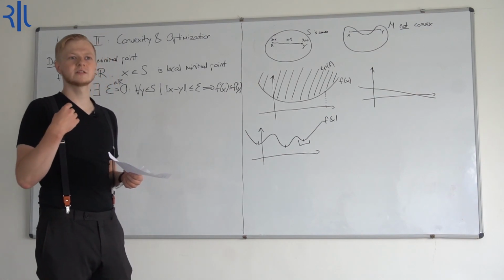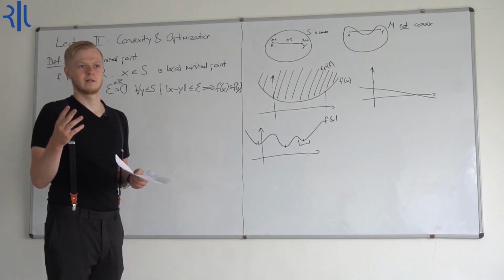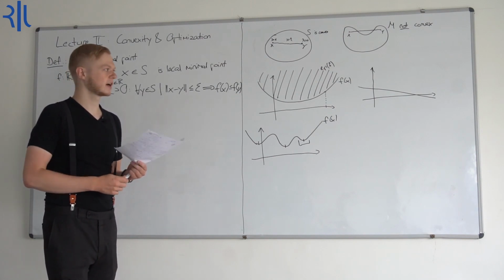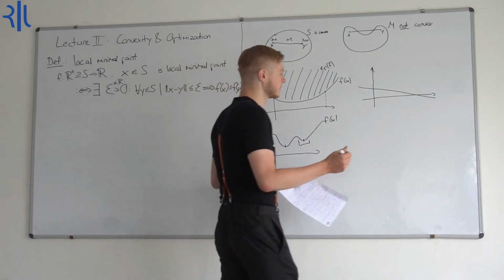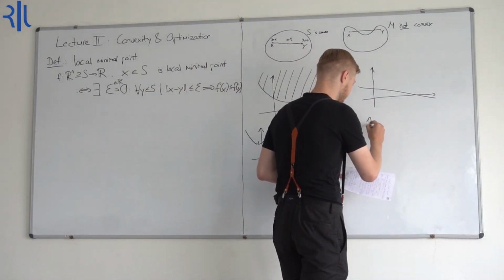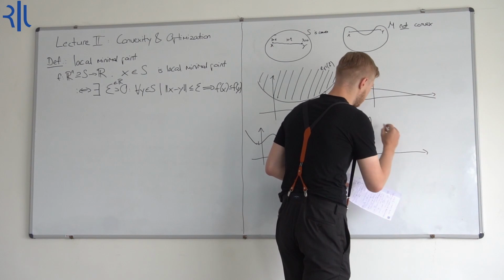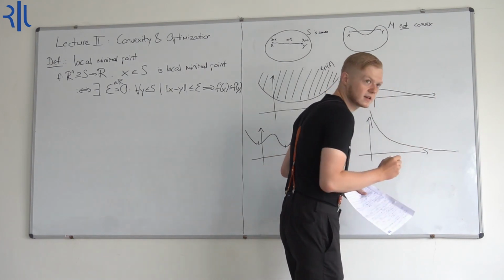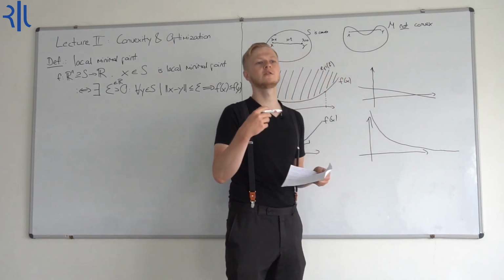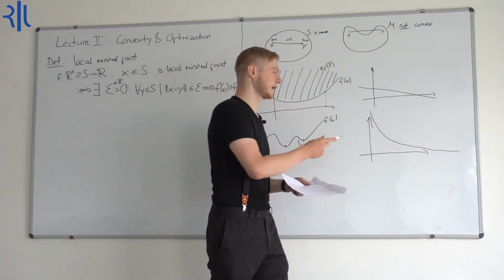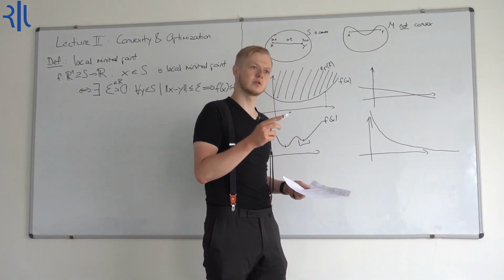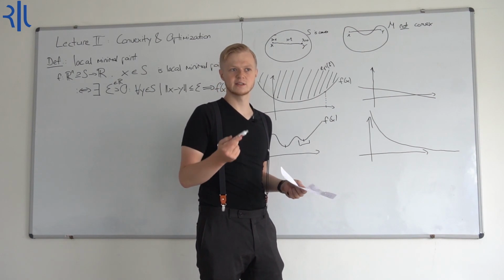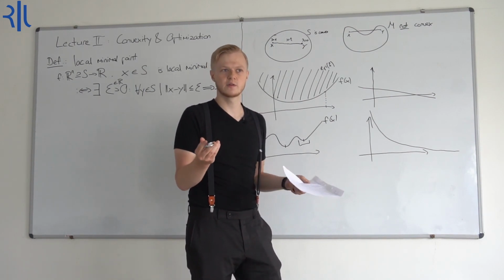However, there are functions that have no local minimum or no minimum at all. Things that look like this. They get smaller and smaller, closer and closer to 0. However, they never reach it. And there's no local minimum, because if you just go a little bit to the right, if you increase the value of x a little bit, you will find a function value that is even smaller.